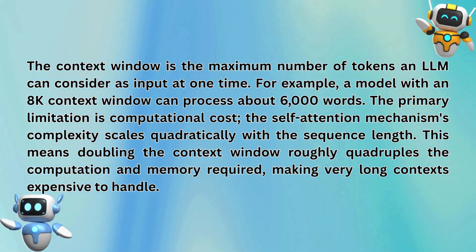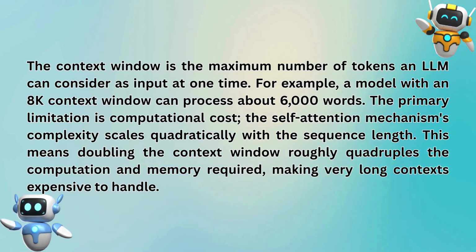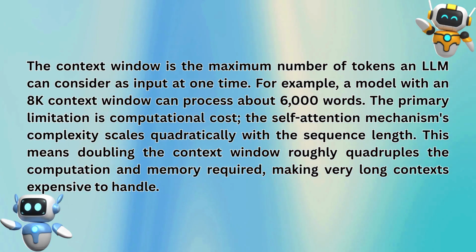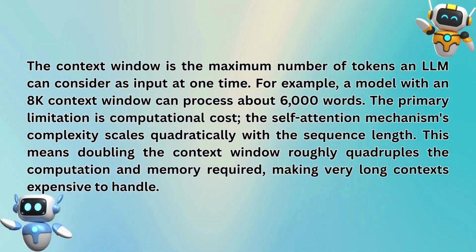The primary limitation is computational cost. The self-attention mechanism's complexity scales quadratically with the sequence length. This means doubling the context window roughly quadruples the computation and memory required, making very long contexts expensive to handle.